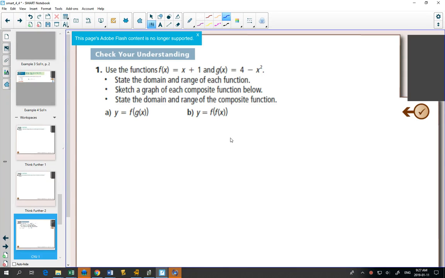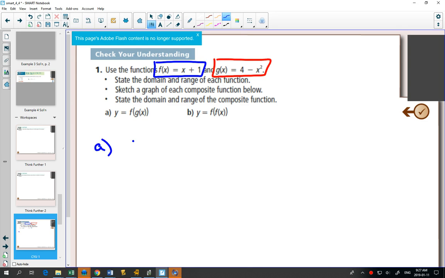Example 1 will be easier than the one that we just looked at because our functions x plus 1 and 4 minus x squared don't have square roots. So we're not going to run into any problems there. State the domain and range of each function, so I will color code them. I'll make this one my blue one and this one my red one.